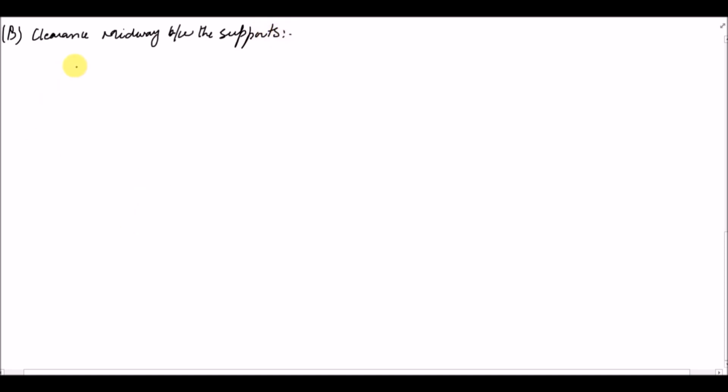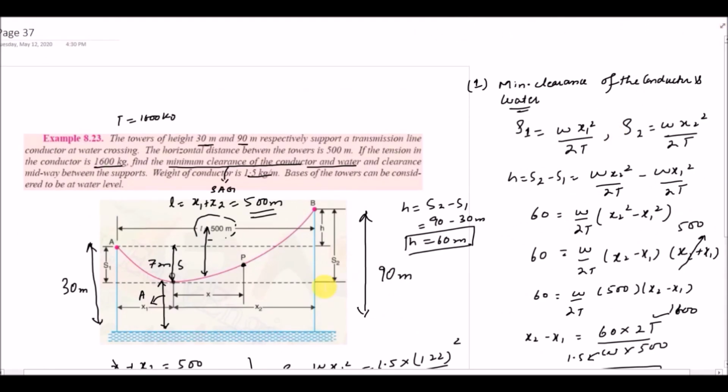So what we have assumed, there is a point P at distance x from O, right? In this figure we are assuming that we are going to find the clearance between water and conductor at point P, and we are supposing that this point P is actually at the center of the transmission line, and this point P is also at distance x from point O, which is the lowest point of the conductor.